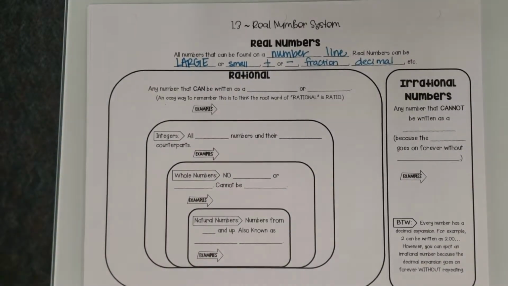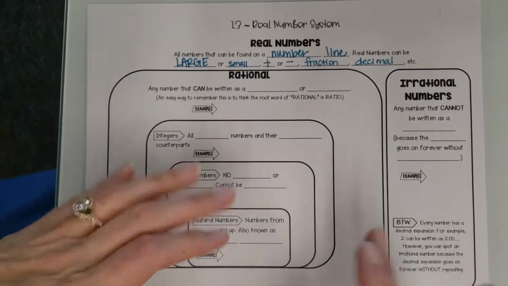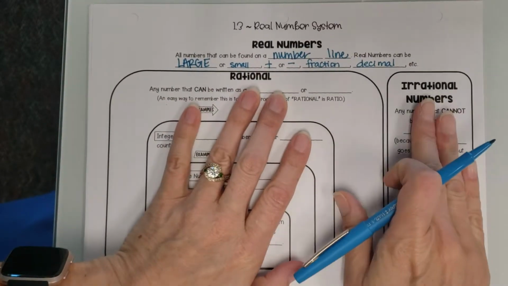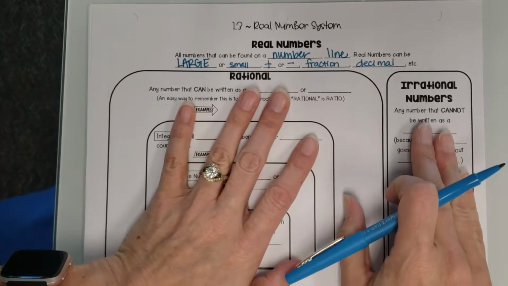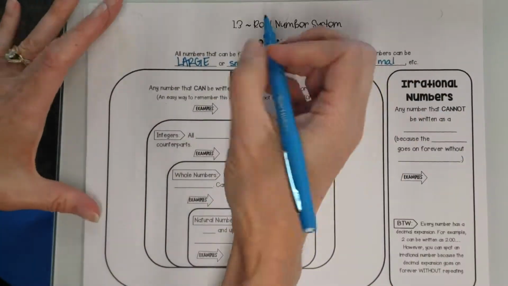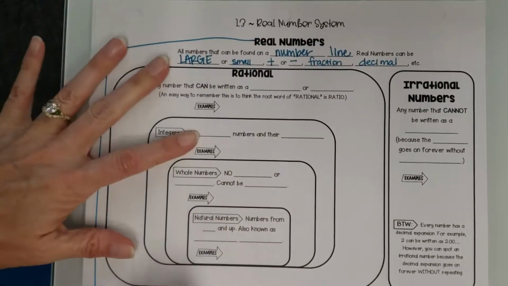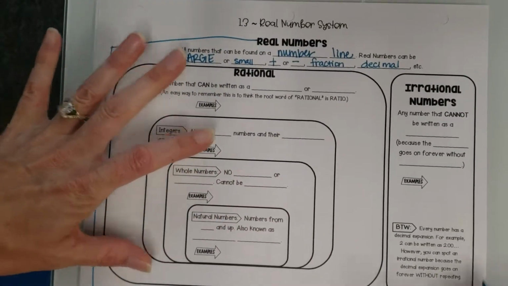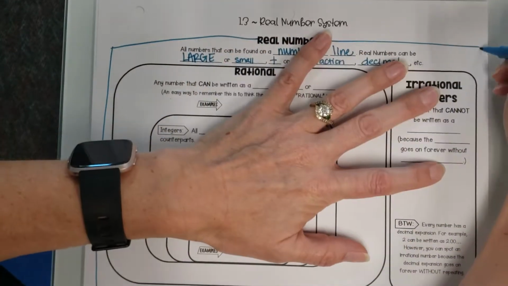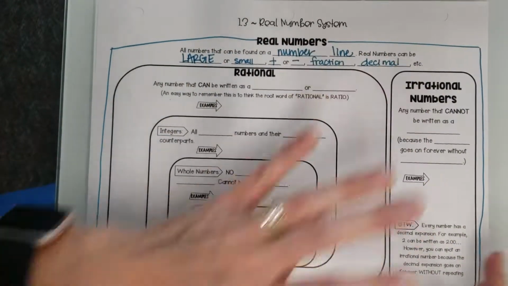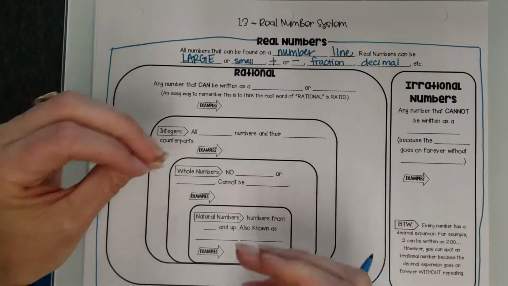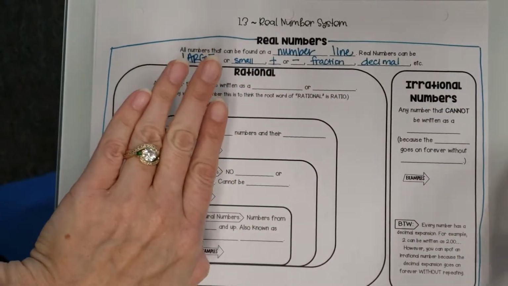All right, so we can see that what we've got is a rational section and an irrational section. But what you need to understand is both of these sections are real numbers. So there's kind of like this big square. The real number system includes all these numbers. Then within that system, there are two different subsections.